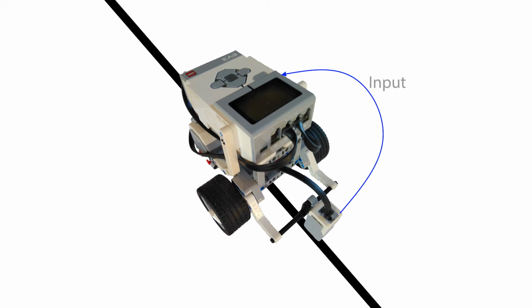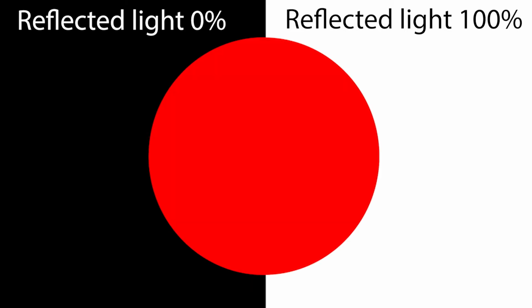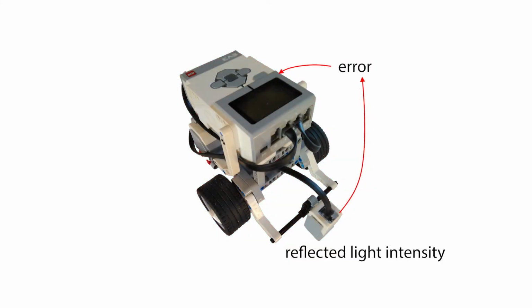The controller will then convert it to percent from 0 to 100. After that, the controller will calculate how fast each of the motors must run. Black has a reflected light intensity of 0%, while white has 100%. If you want the robot to move between the black and white lines, the desired light intensity must be 50%. The difference between the desired value and the actual light sensor value is the error. Our task is to minimize the error by controlling the motor speed.